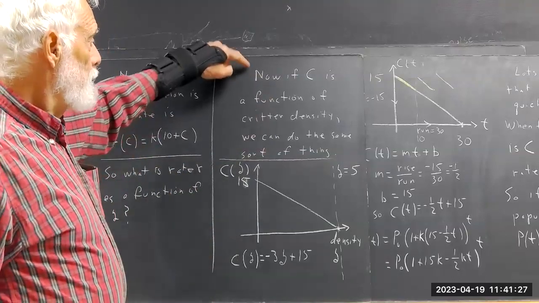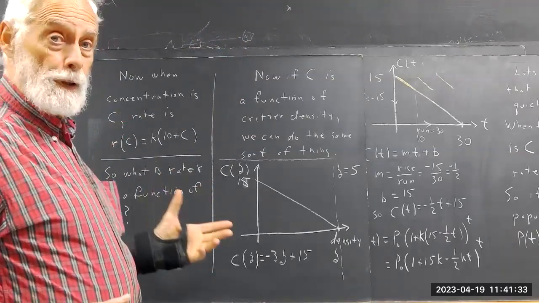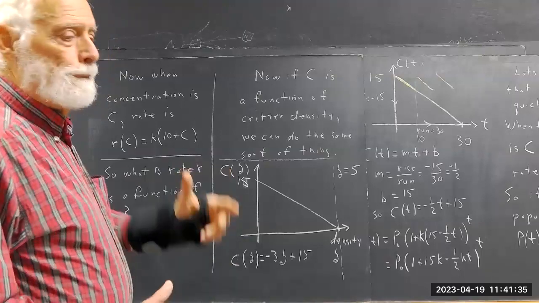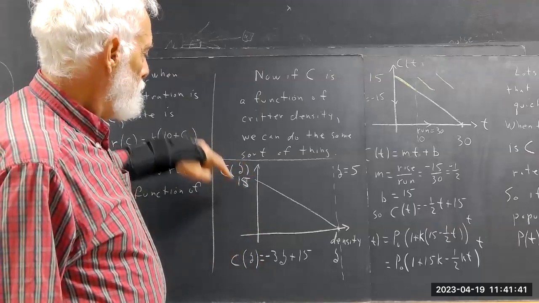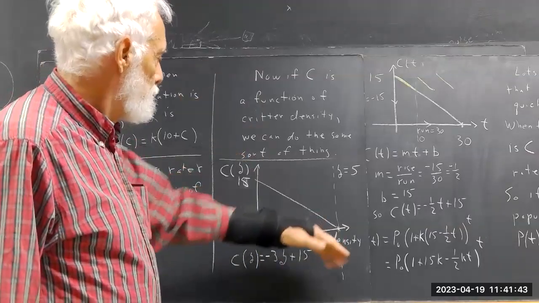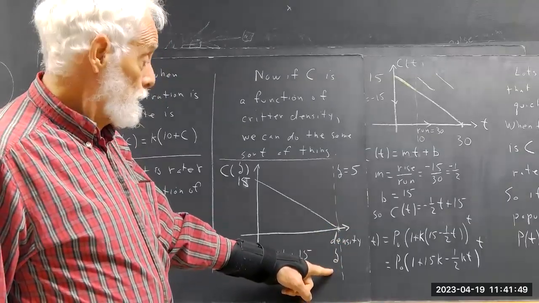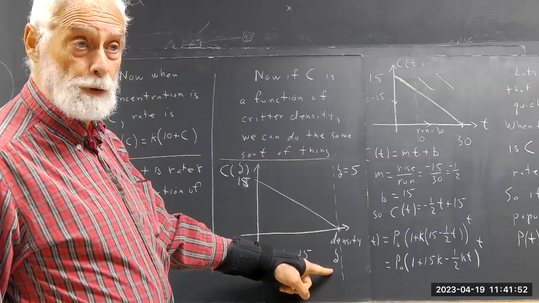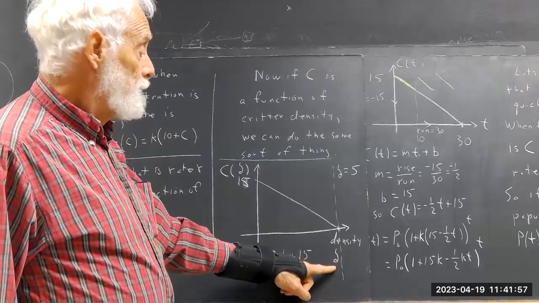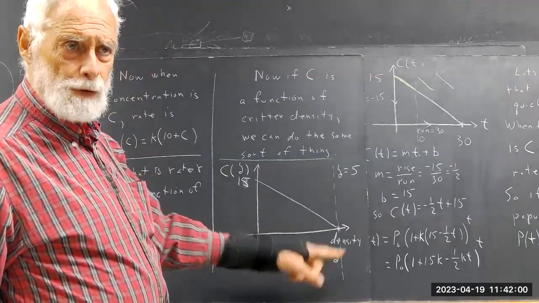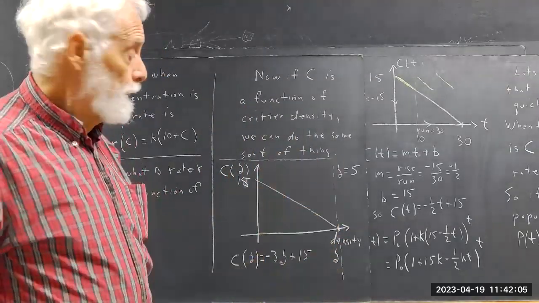So if C is a function of critter density, we can do the same sort of thing. The concentration of food depends on the density. So let's just say that we have this graph. Density is going to be delta. That's just a Greek letter. And we use Greek letters when we run out of good letters to use in our alphabet. This is the Greek letter delta that evolved sort of into D. So that's just another letter. We just expanded our choice of letters.